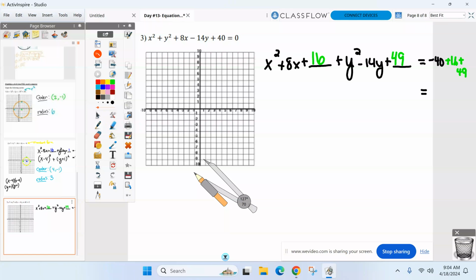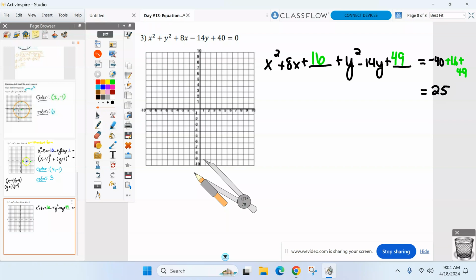Let's see, oh boy, that's a 9. 25. Nice little number there. All right, now it's time to factor each. And remember, when you factor, those numbers should be the same. Two numbers that multiply to 16 but add to 8. What do you have there?